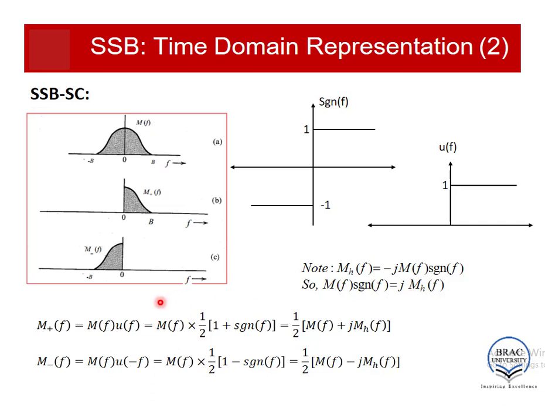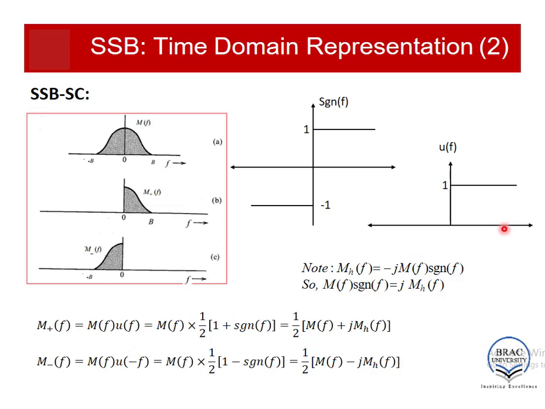Now let's continue our main discussion: how can we get M plus f from M(f)? M plus f is basically M(f) multiplied by U(f). It is very simple. If you multiply this signal with this signal, then all the negative frequency components will be suppressed, because U(f) is 0 there, and 0 multiplied by anything is 0. But in the positive frequency part, U(f) is equal to 1, so the shape of M plus f will be exactly like M(f). Now we can understand why we get M plus f from multiplying M(f) and U(f).